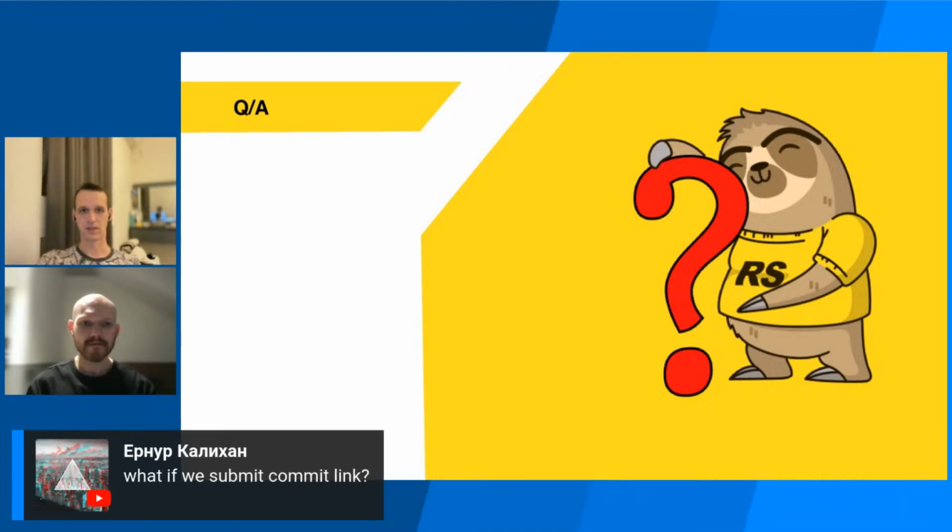But we submit a commit link. So maybe it's not a bad idea, but you may have a bunch of commits. So if you're brave enough to squash all of them into one and then just provide that commit, why not? But I think we would think about a centralized solution, and yeah, the pull request looks more convenient in this case.